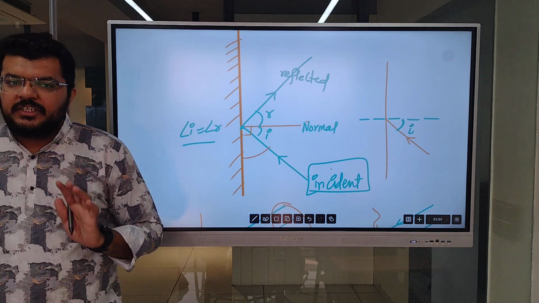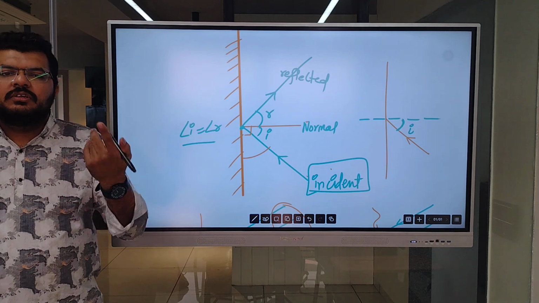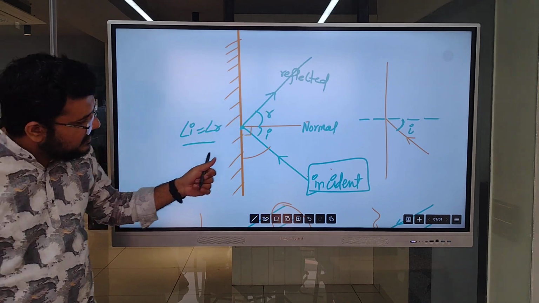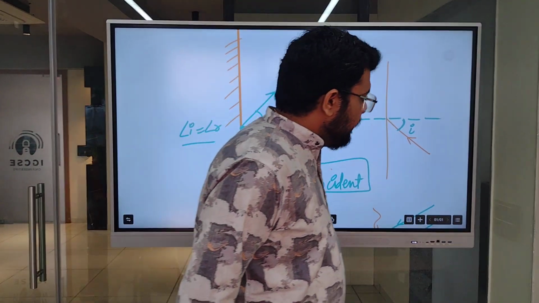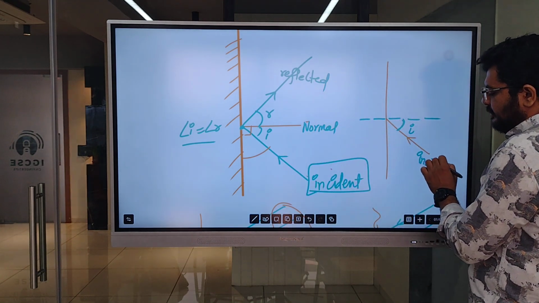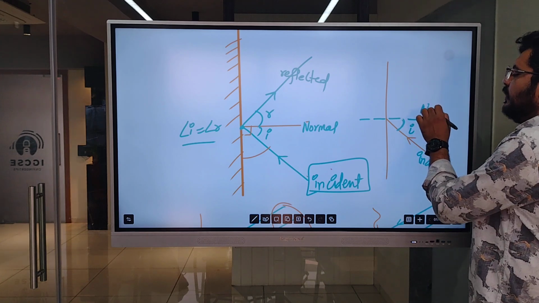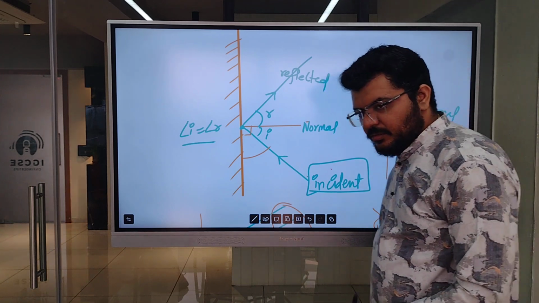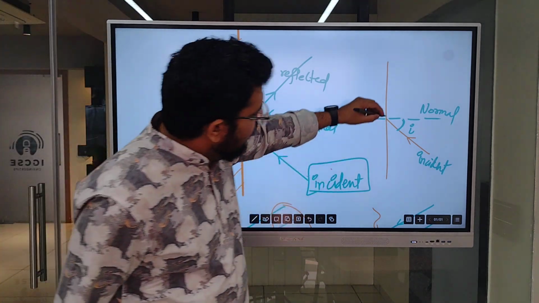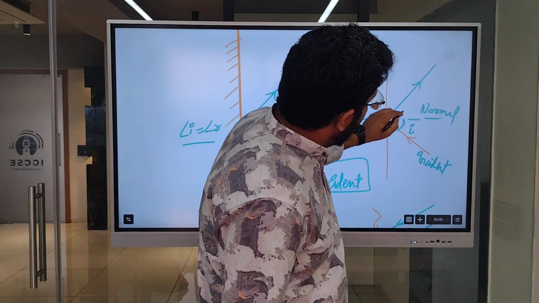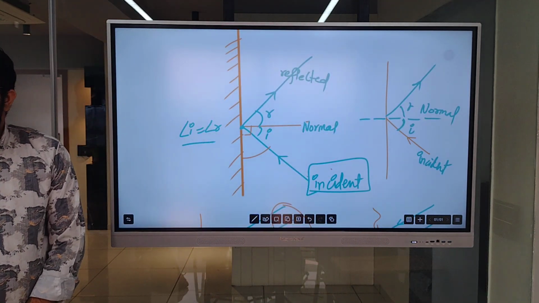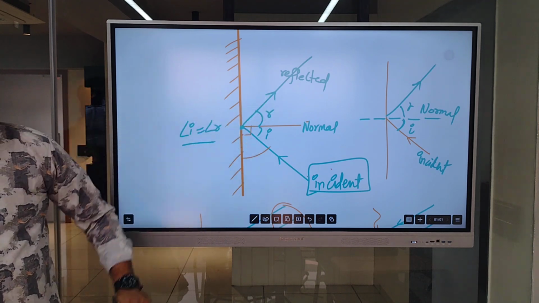The first law of reflection is that angle of incidence is equal to angle of reflection, and I can draw a reflected ray. But what is angle of incidence? Again, angle of incidence is the angle between the incident ray and the normal ray. In the same way, I can draw a reflected ray where this angle becomes the angle of reflection. So this is how we draw the diagram.